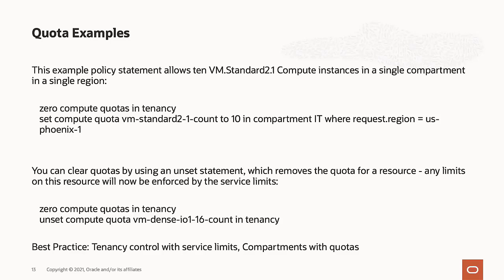And then the next example is an unset example. We're clearing the quotas here, so any limits on this resource will now be enforced back to the service limits, which are, again, the ones set for your whole tenancy by Oracle. We are unsetting the quota for a VM Dense IO 1.16 count in the tenancy. So that's just a quick example.